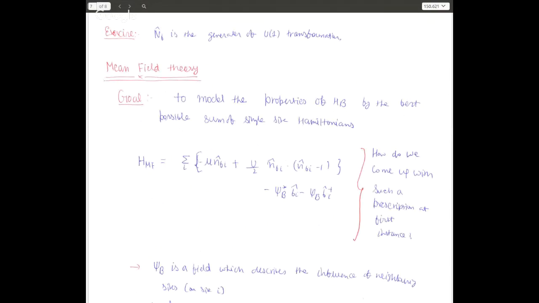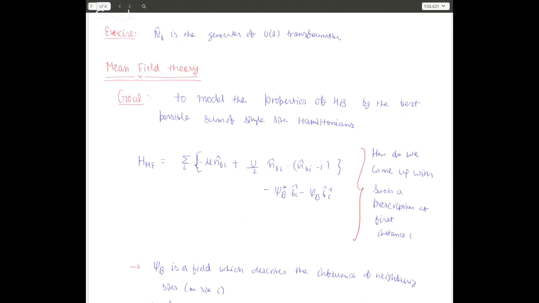As you can see, I have local terms and non-local terms, and when the system size increases, doing calculations with the Hamiltonian becomes very difficult. Simulating such models, even on a supercomputer, is quite a tricky business. So we have to look for some kind of approximation.